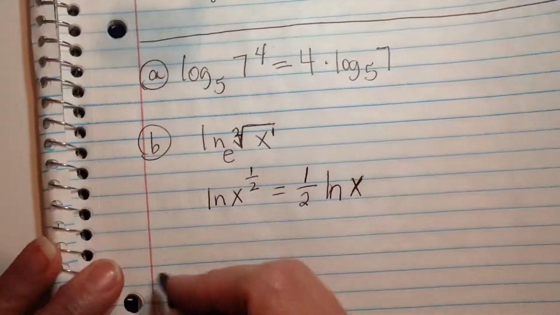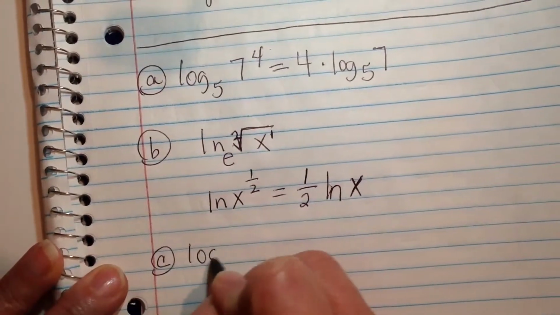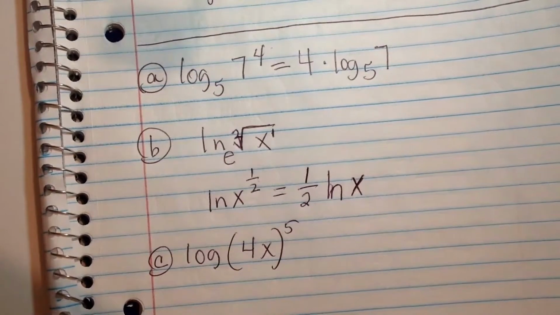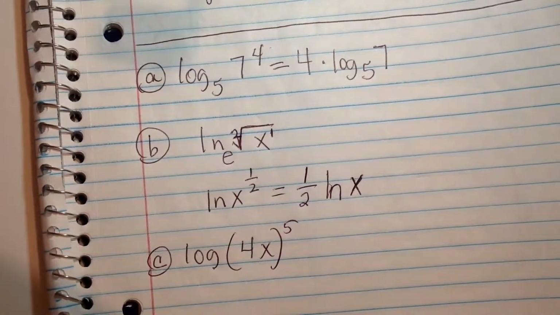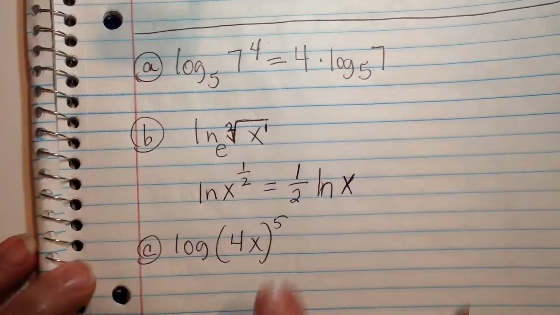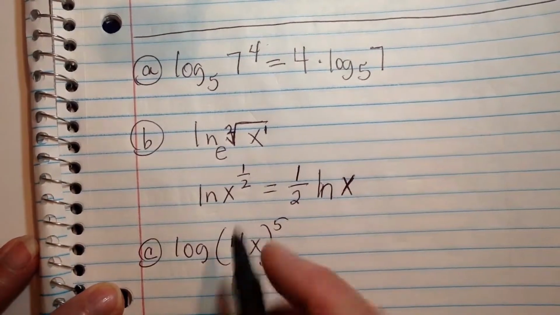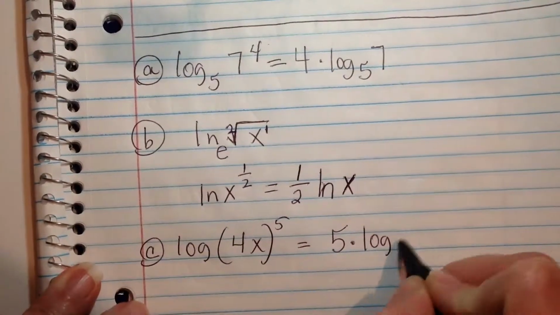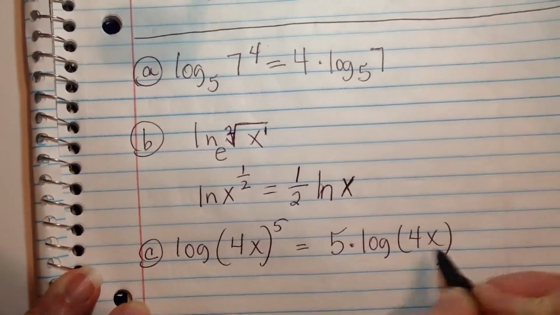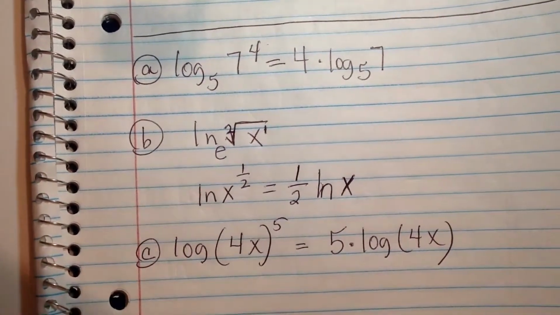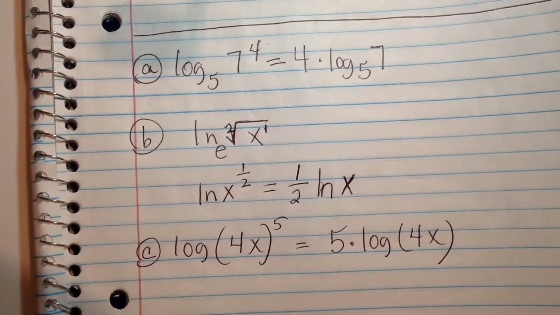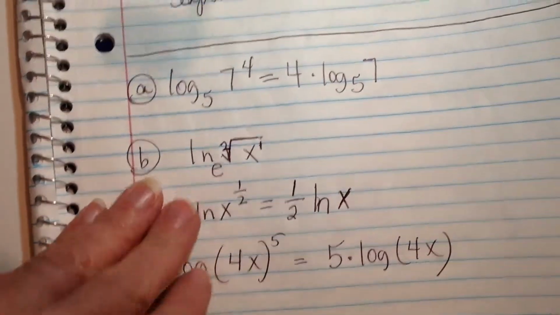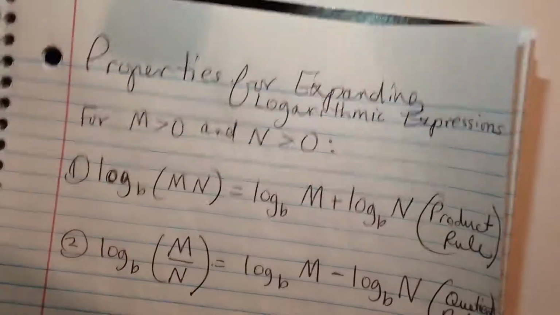All right, let's look at one more. We have log of 4x to the 5th. In other words, both the 4 and the x are raised to the 5th power. So again, using the power rule because of the exponent, this would be 5 times log of 4x. So that would be my answer there. 5 log of 4x.